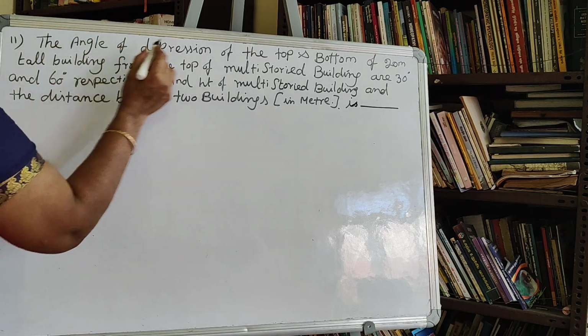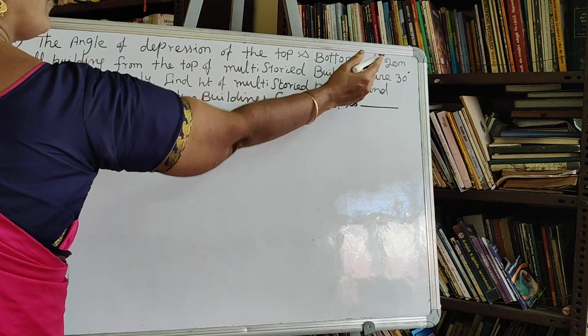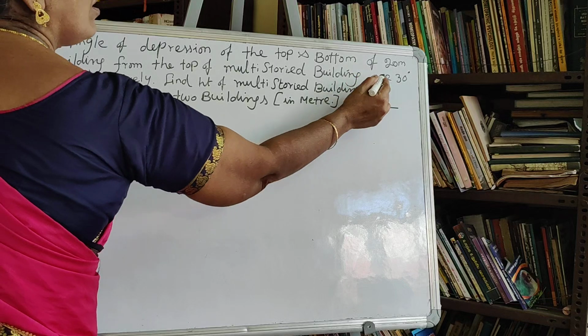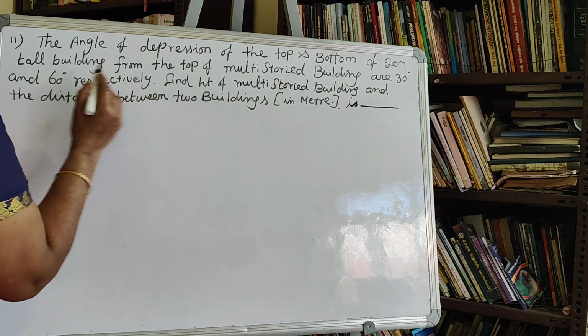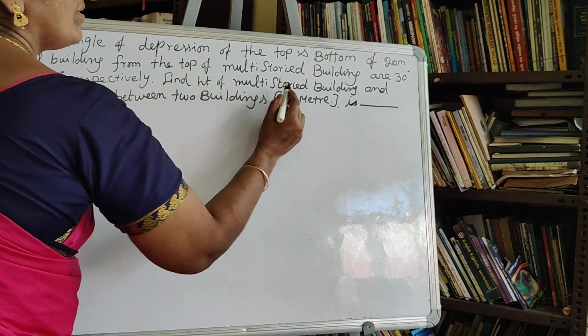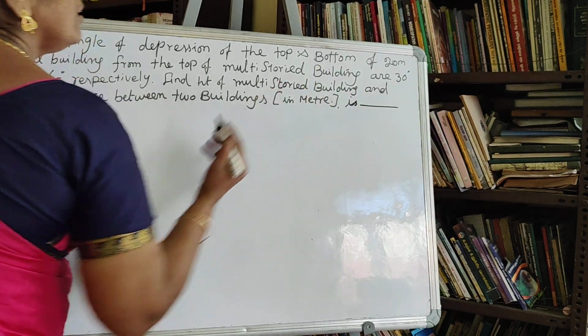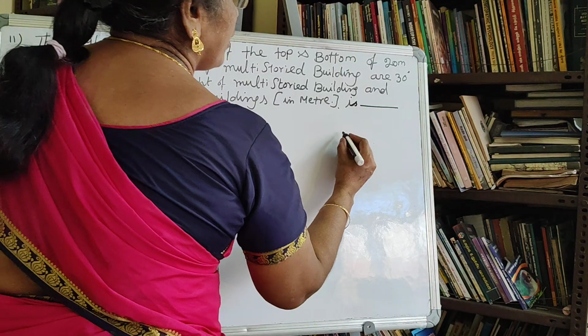11th question. The angle of depression of the top and bottom of a 20-meter tall building from the top of a multi-story building are 30 degrees and 60 degrees respectively. Find the height of the multi-story building and the distance between the two buildings in meters. First, draw a figure.